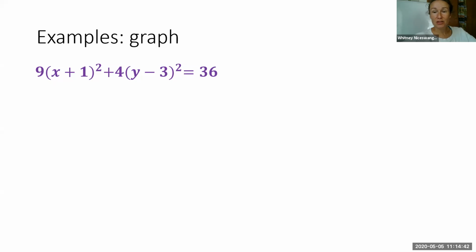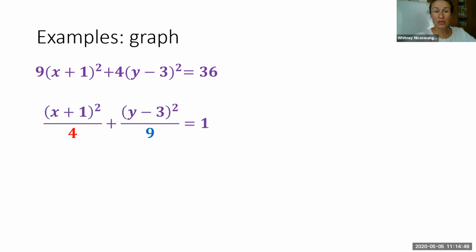So we're going to divide by the 36 to figure out what the stretch in the x direction is and what the stretch in the y direction is. So we divide both sides by 36. 9 over 36 simplifies to 1 over 4. 4 over 36 simplifies to 1 over 9. So now we get (x plus 1) squared over 4 plus (y minus 3) squared over 9 equals 1. So I got that second equation just by dividing everything by my constant term, that 36. Okay.